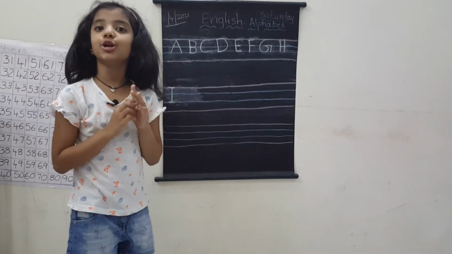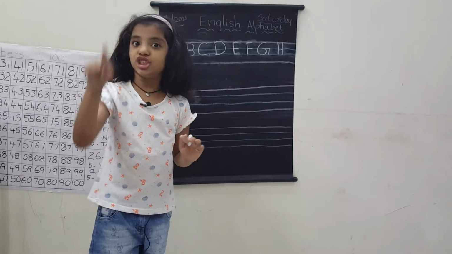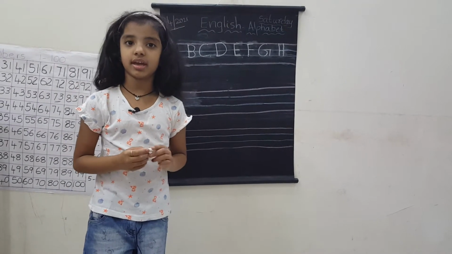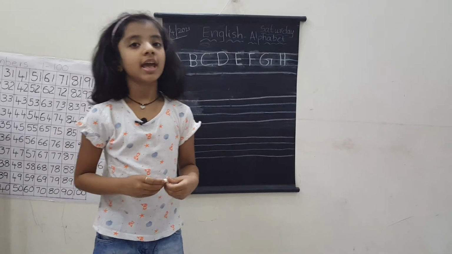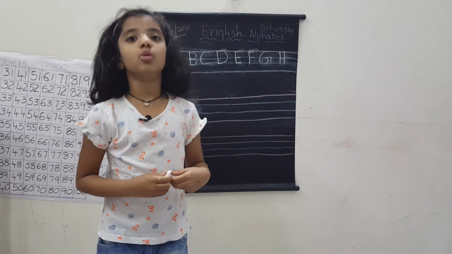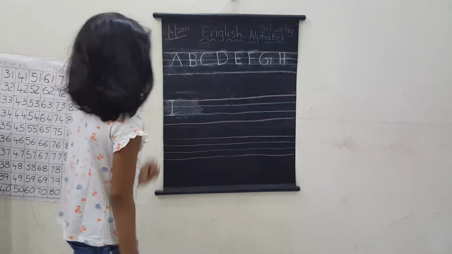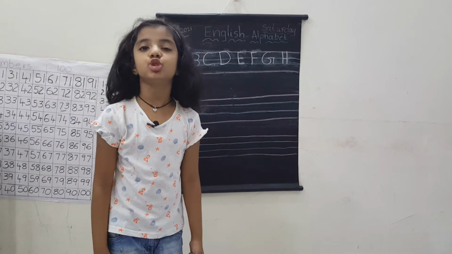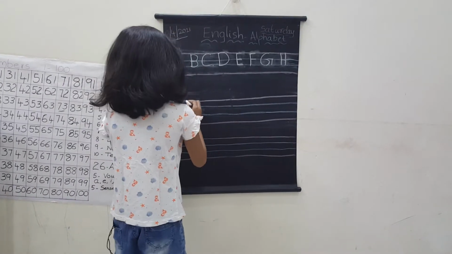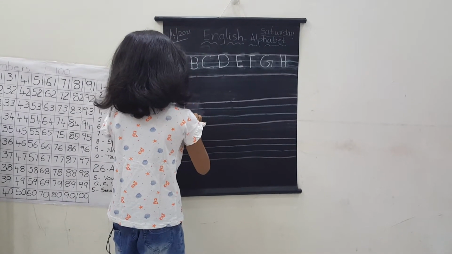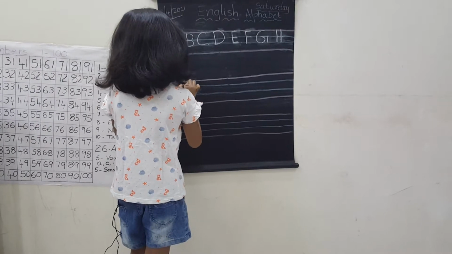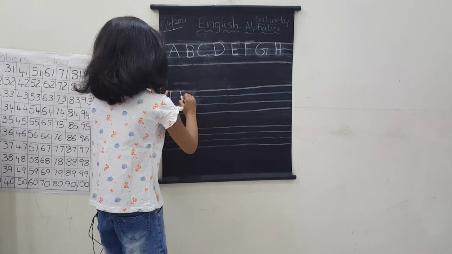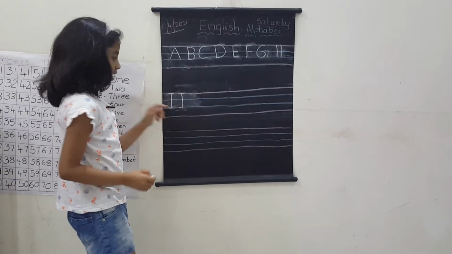Now we are going to write J. I sound, igloo. Now J sound is juice. Now we are going to write J here. This is J.